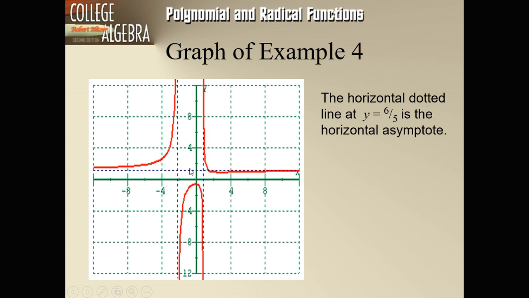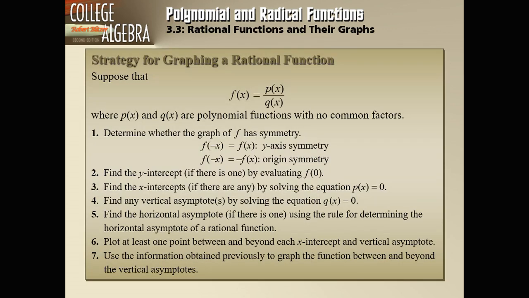So 6/5, ayan yung horizontal asymptote natin. Okay? So next, we have here the strategy for graphing a rational function. Suppose that f of x is equal to p of x over q of x, where p of x and q of x are polynomial functions with no common factors.